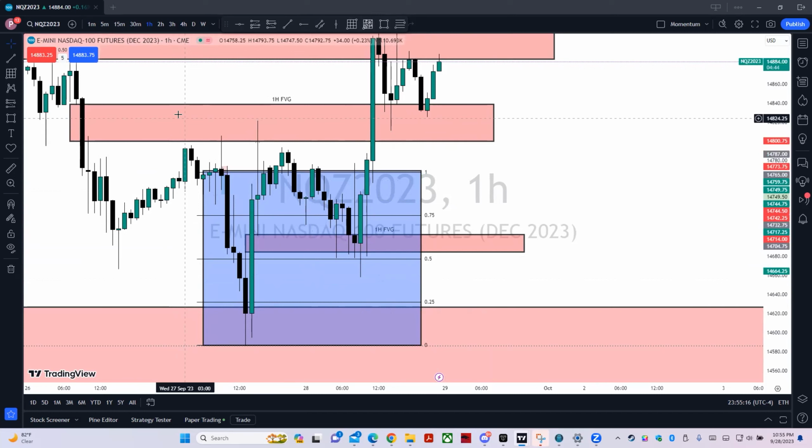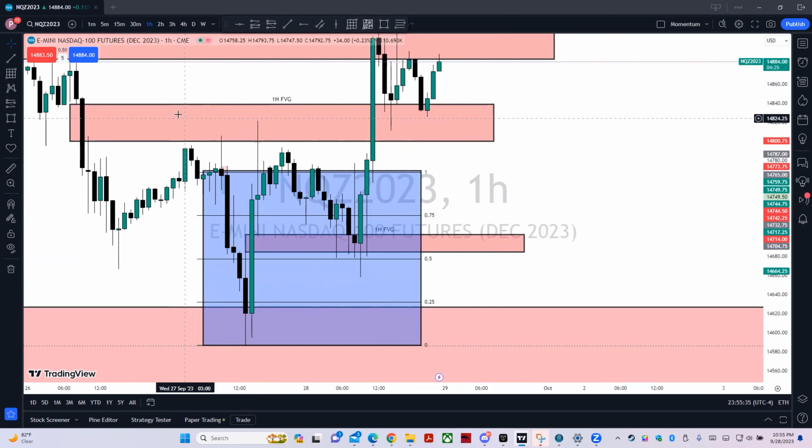So why does that even matter that we have a propulsion block? Well, what is a propulsion block going to do? Take off to the other side. Well, in this case, to the upside. Exactly.